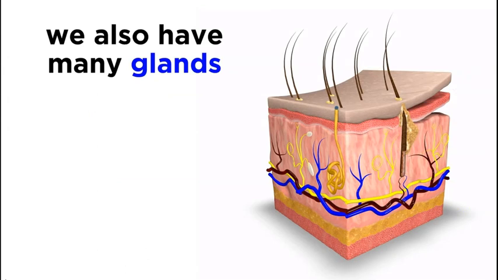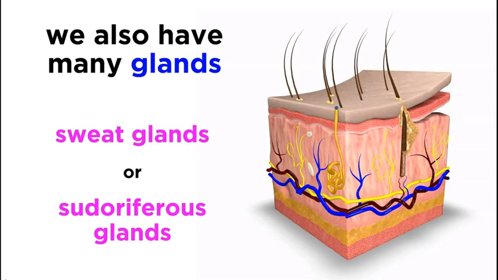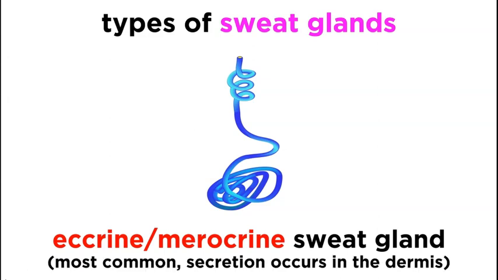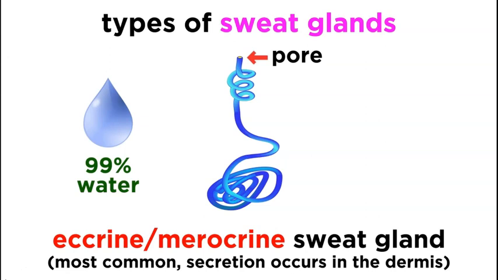The last part of the integumentary system we must mention is the vast collection of glands that can be found. First up are the sweat glands, also known as sudoriferous glands. These are found almost everywhere on the surface of the skin, totaling up to around 3 million. There are two types of sweat glands. The first is called eccrine or merocrine sweat glands. Most of them are of this type, and it consists of a coiled tube. Secretion occurs in the dermis, and the resulting fluid, or sweat, travels through the tube towards a funnel-shaped opening called a pore. Sweat is 99% water, but it contains some salts and metabolic wastes, among other things.